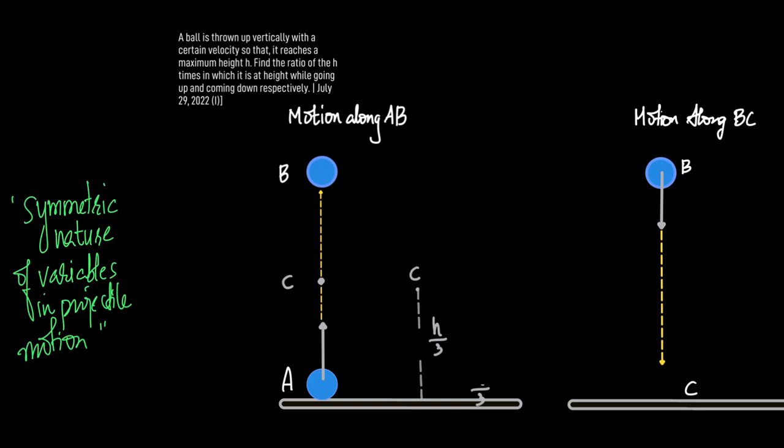So I have a question for you before we go into the solution to this problem. What are the variables that follow symmetric nature in a projectile motion, and how is that symmetry observed?